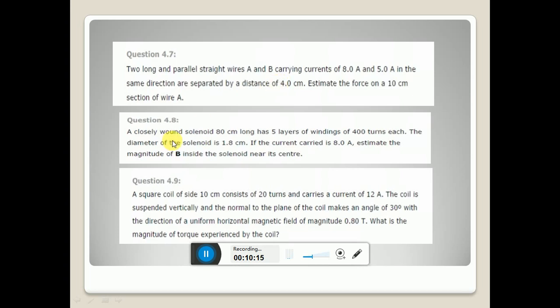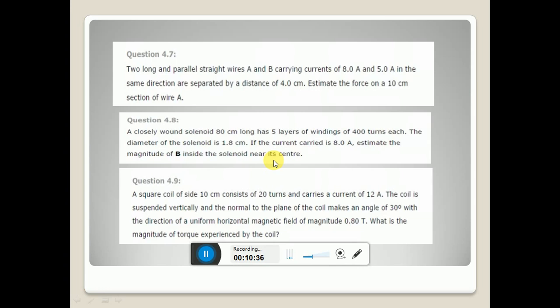Second one, eighth one: a closely wound solenoid of 80 centimeters long has 5 layers of windings, each of 400 turns. The diameter of the solenoid is 1.8 centimeters. If the current carried is 8 amperes, estimate the magnitude of magnetic field inside the solenoid near its center. So it's a direct question.